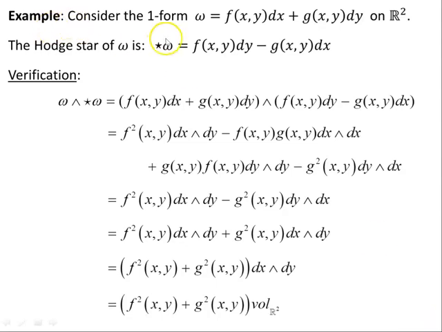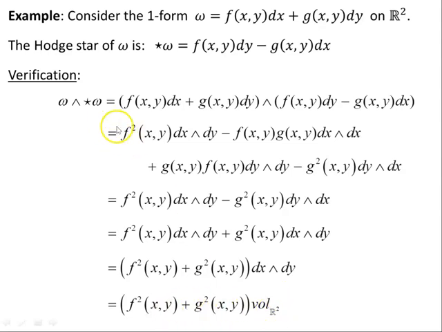All right, example, let's consider one form omega is f of xy, some scalar function f of xy dx plus g of xy dy on R2. Now the Hodge star of omega is f of xy dy minus g of xy dx. Remember, the Hodge star of dx is dy, and the Hodge star of dy is minus dx, hence the sign. Remember, that was in the last video. That specific example was given. All right, let's verify that omega wedged with its Hodge star is going to ultimately give us the volume form times some constants.